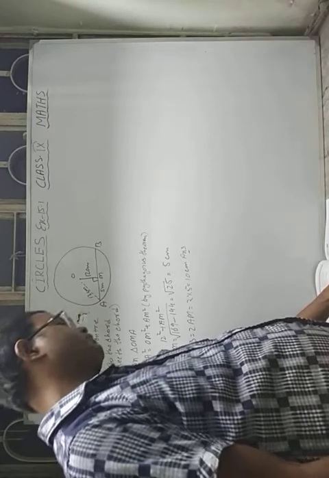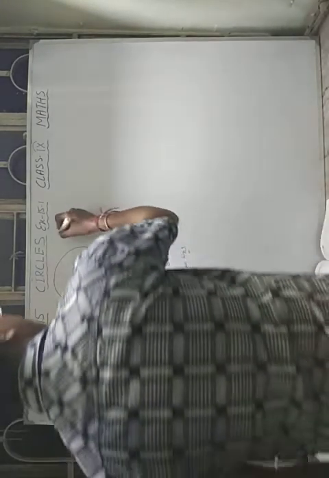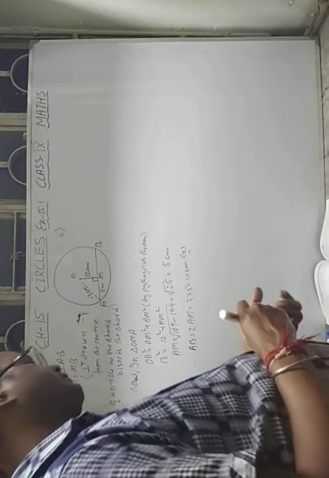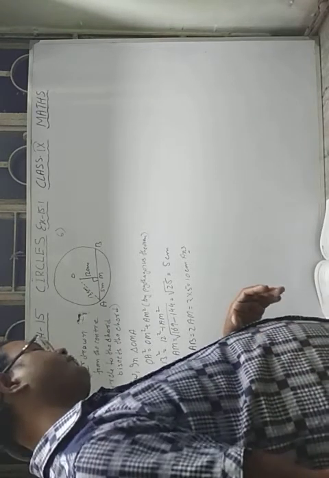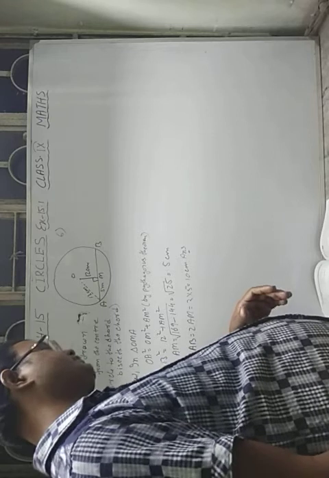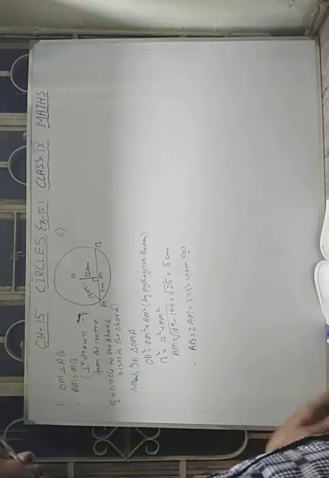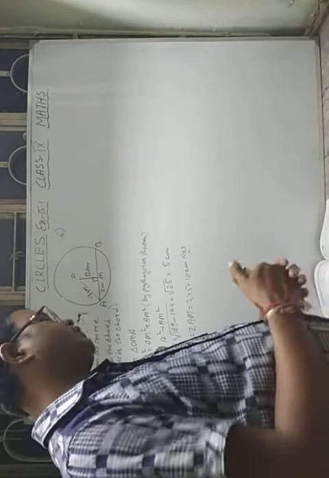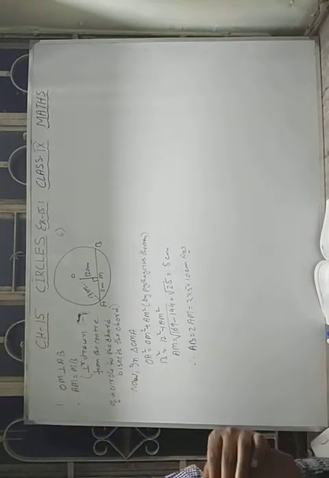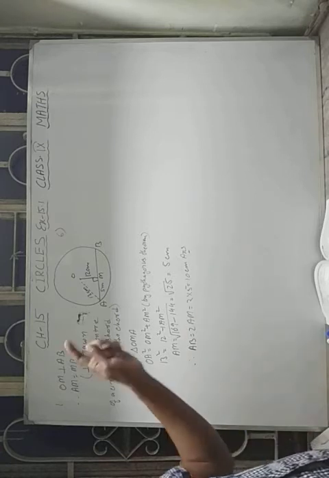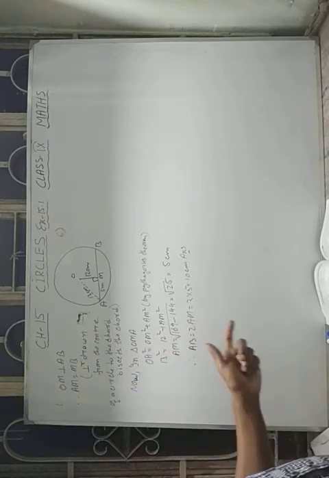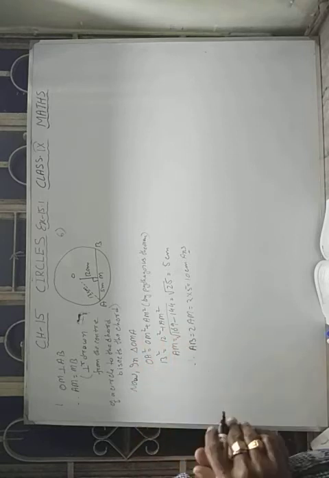Now I am going to do question number 6. Very important question. In this question it is given: in a circle of radius 5 cm, AB and CD are two parallel chords of length 8 cm and 6 cm respectively. Calculate the distance between the chords if they are on the same side or on the opposite side. So we will draw the figure and we will make the chords opposite to each other from the center.